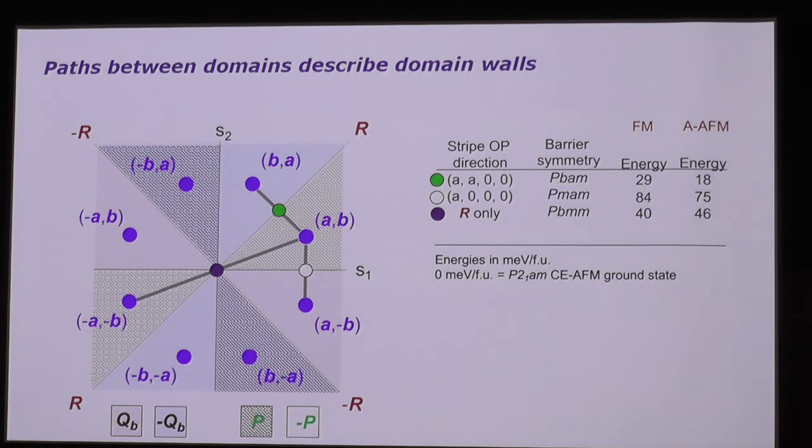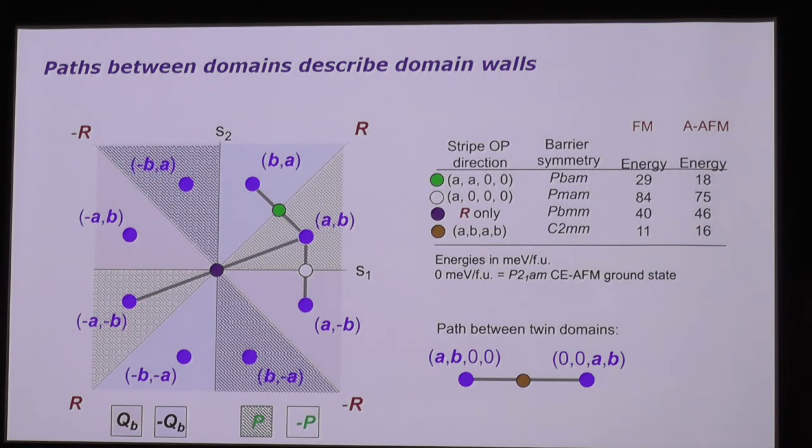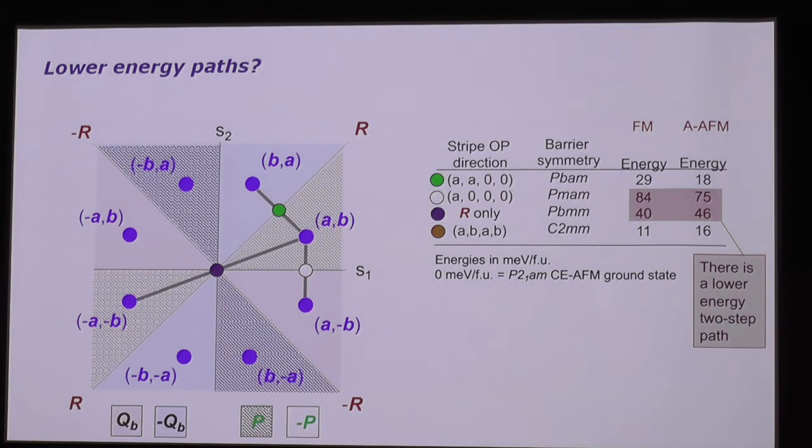However, we do need to consider a path from one of these domains to a domain in the orthorhombic twin. And we can look at the barrier for that path, and that actually has a very low energy barrier. All right, so we have this set of paths, and then a question is, are these the lowest energy paths between these domains, or could we find something lower?